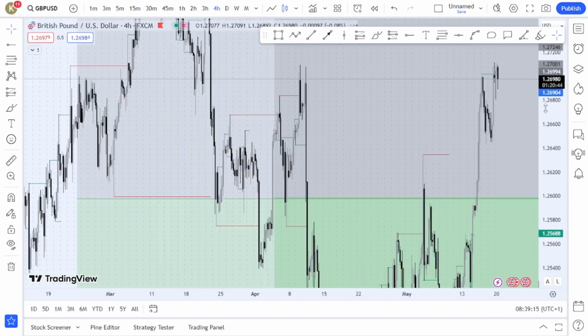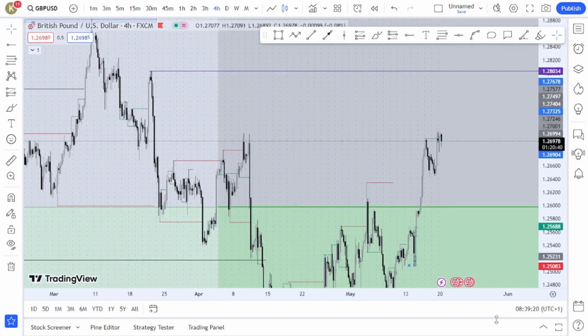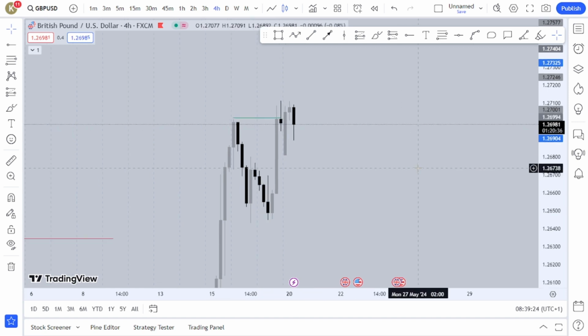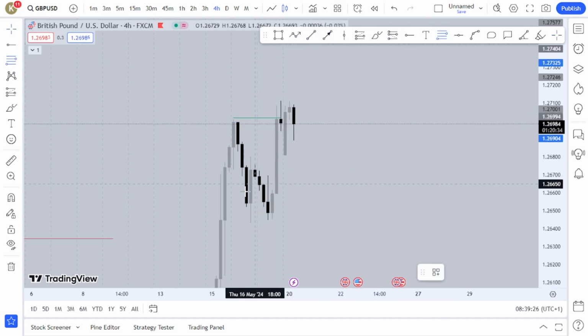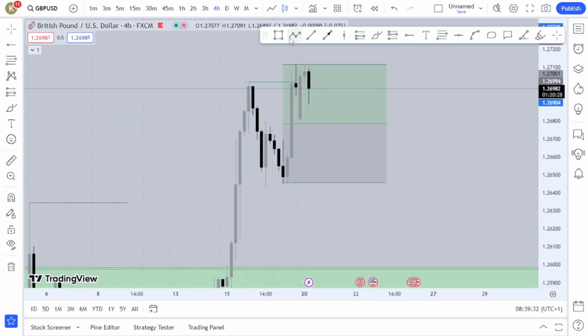So now we are bullish on the 4-hour chart, like literally very, very bullish, and we just broke the previous structure. So if you draw our fib from this low to this high, you find out that we are not yet in the discount level. So this is a discount level right here, and we have this demand zone.